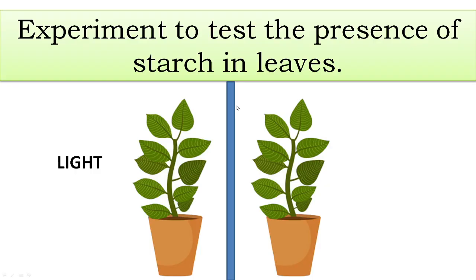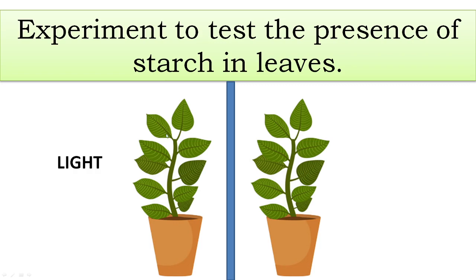Now we have to design an experiment to test for the presence of starch in the leaves. During photosynthesis, plants produce carbohydrates in leaves. I told you that leaves are like the kitchen of the plant body.